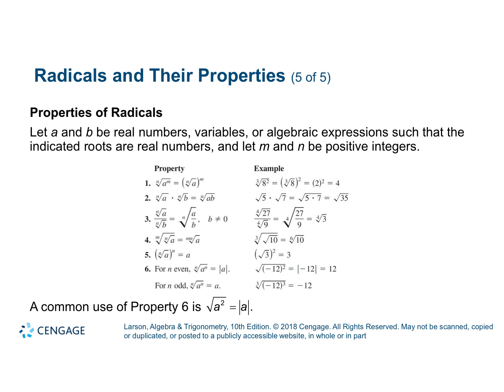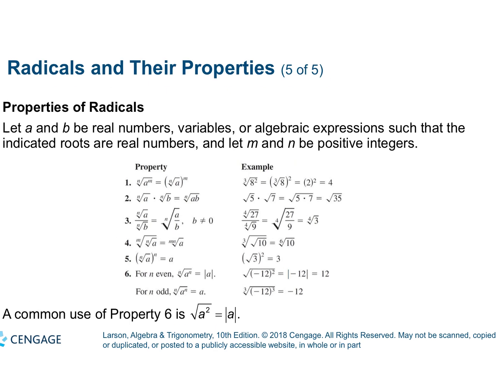Now I'm going to go over the property rules. So, properties of radicals: let a and b be real numbers, variables, or algebraic expressions such that the indicated roots are real numbers, and let m and n be positive integers. So what does that mean? Notice how for number 1 we have the nth root of a to the m power. It says you can also write it as the nth root of a, raised to the m power.